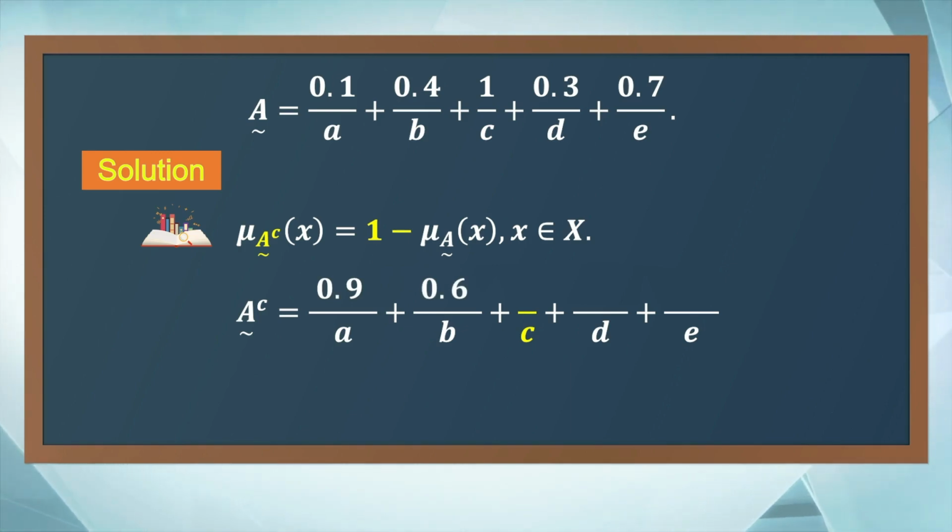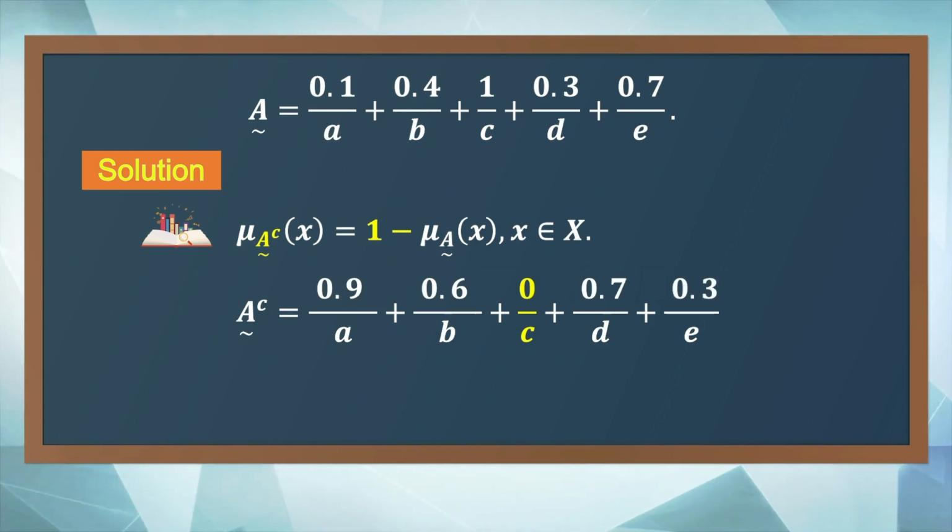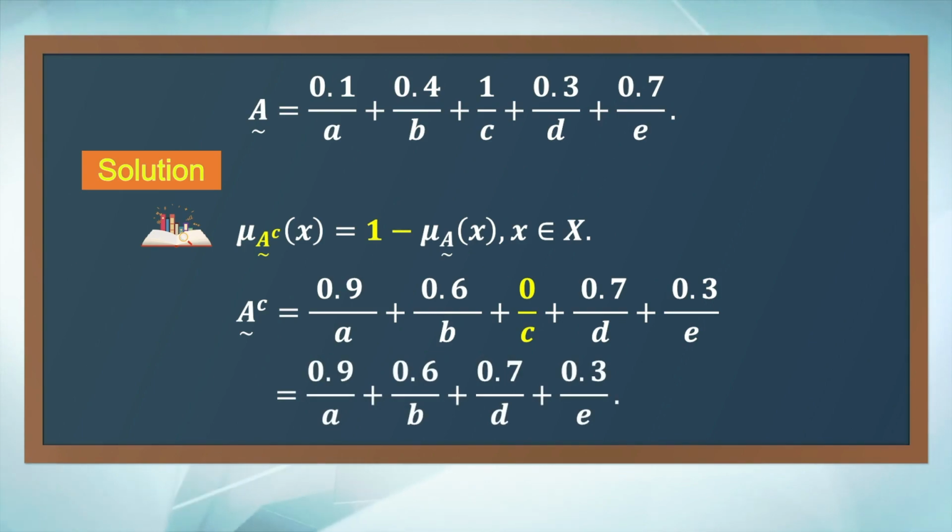The degree of membership of element C in the complement is 0. The degree of membership of element D in the complement is 0.7. The degree of membership of element E in the complement is 0.3. The degree of membership of element C in the complement is 0. So this term could be omitted.